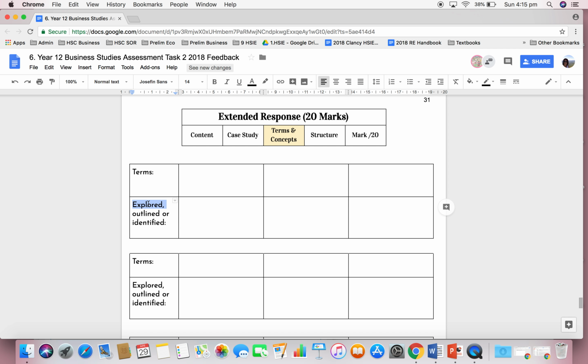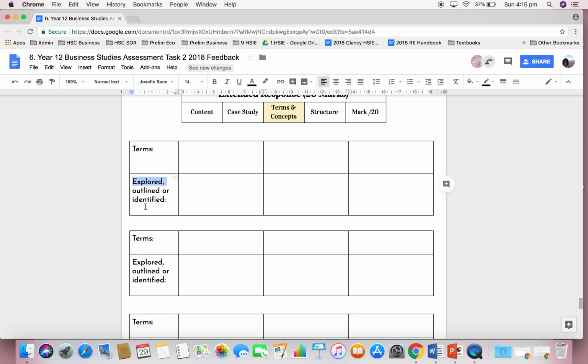And a lot of the times, guys, this is what is stopping us from maybe moving our students who got a 12, 13, 14 to a 15, 16, 17, because concepts are being mentioned or identified but are not really being explored.